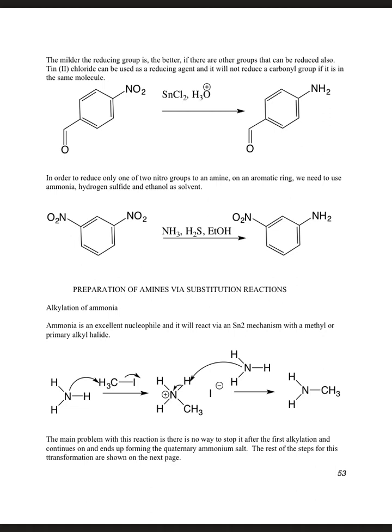So the way to prepare amines via substitution reactions, we can add ammonia to methyl iodide, do an SN2 to kick out the iodide, and then more ammonia can come in and grab the extra hydrogen, so we form the methylamine. Okay, we can do this on bigger things, but it isn't one of the better ways to make a primary amine, or an amine in general.